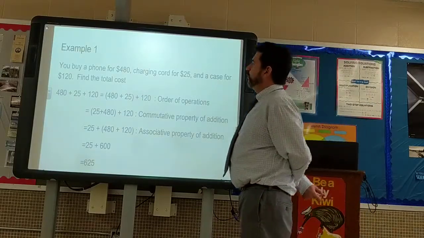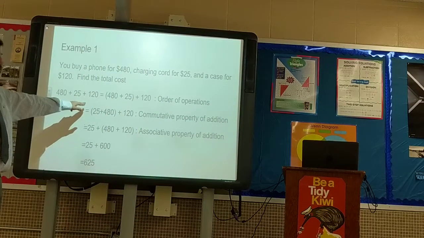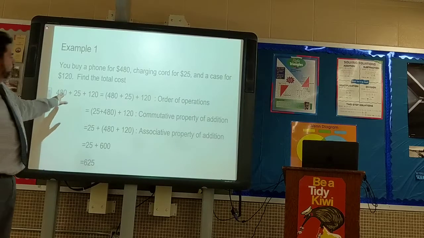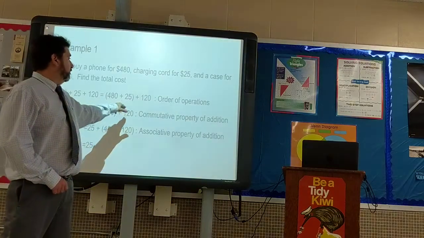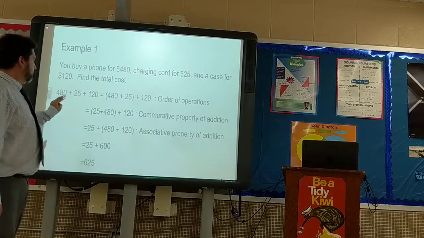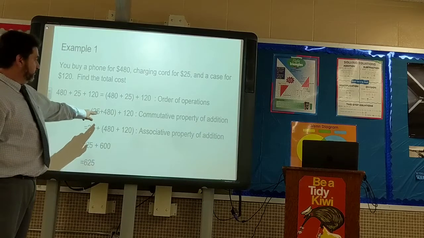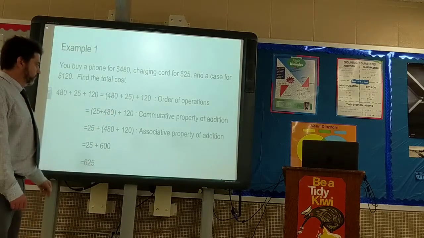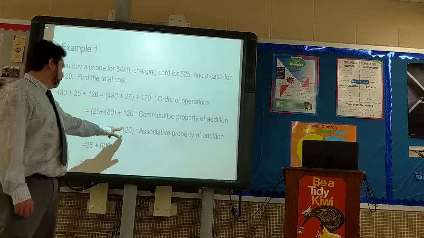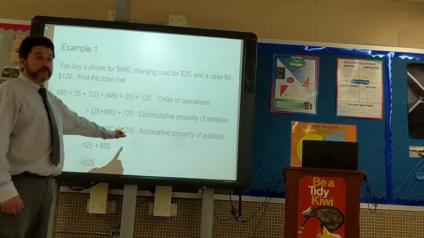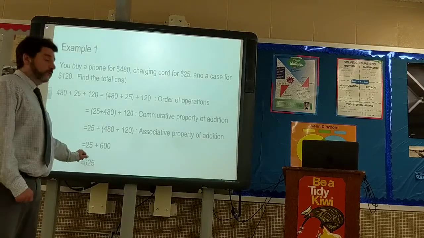So if we were to write out what your total cost would be, we would do something like this: 480 plus 25 plus 120. If we look at order of operations, we do left to right, correct? Left to right, PEMDAS. 480 plus 25 plus 120. If we use the commutative property, we can do 25 plus 480 plus 120. Or we can also use the associative property, and we can do 480 plus 120 plus 25. 480 plus 120 is going to get you 600. 600 plus 25 is going to get you 625.